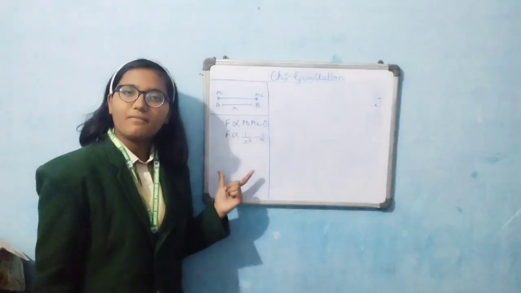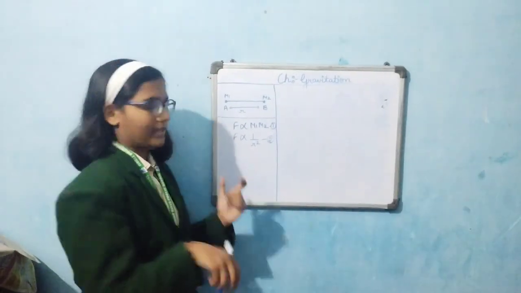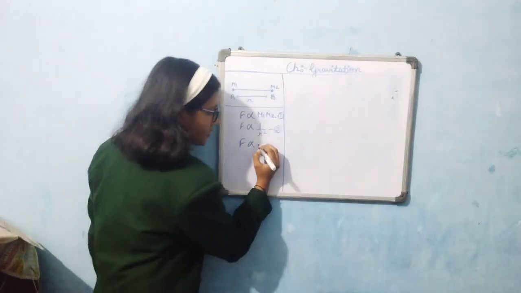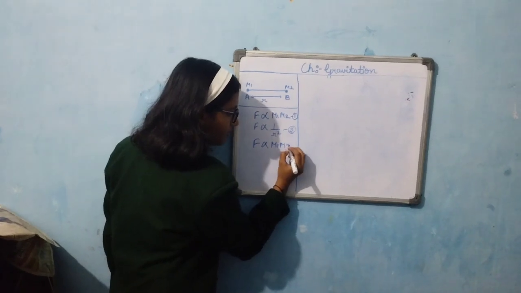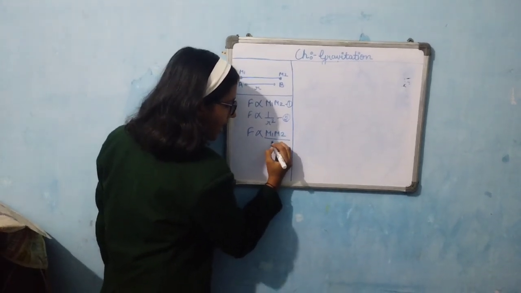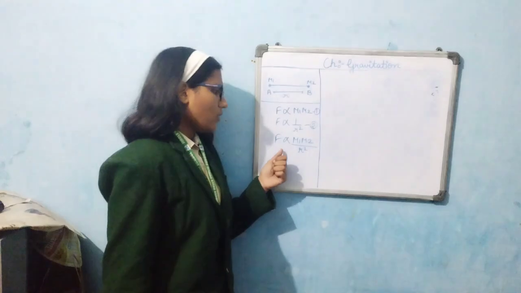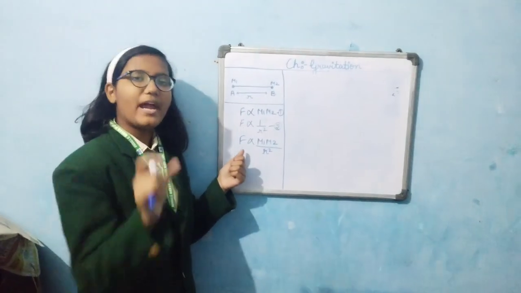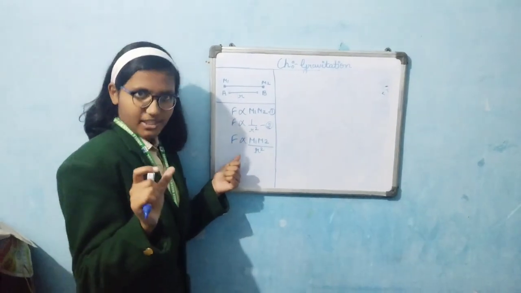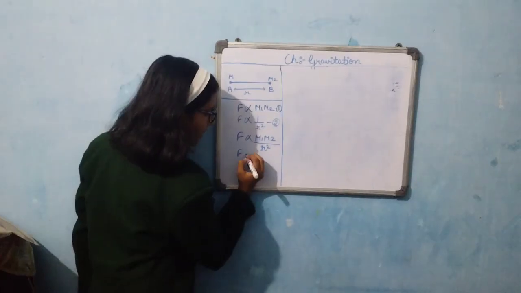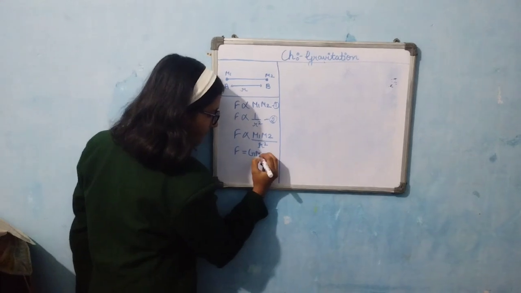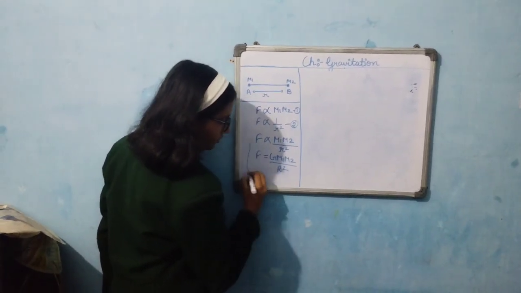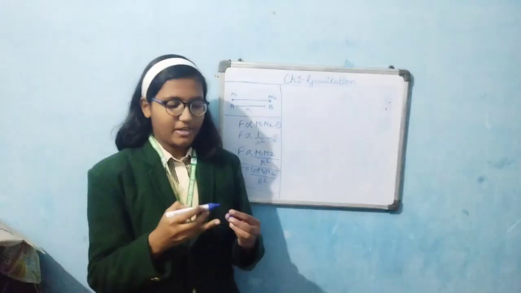What will happen when we combine these equations? The result we get is F is directly proportional to m1 into m2 upon r square. When we replace this proportionality sign with an equals sign, we need to add a constant to it. So let's add G. F is equal to G m1 m2 upon r square. This is the formula for gravitational force.